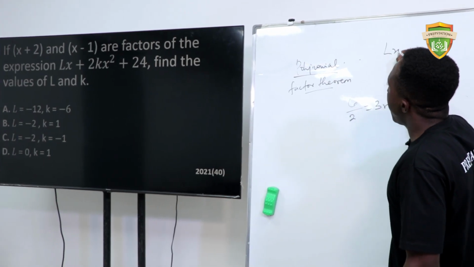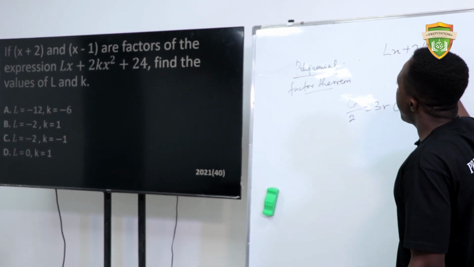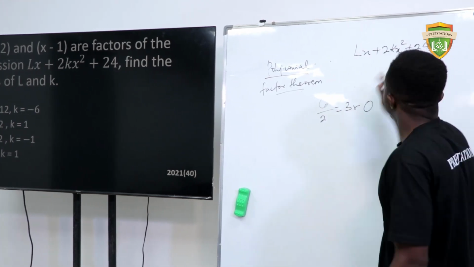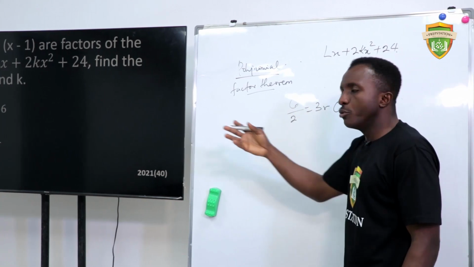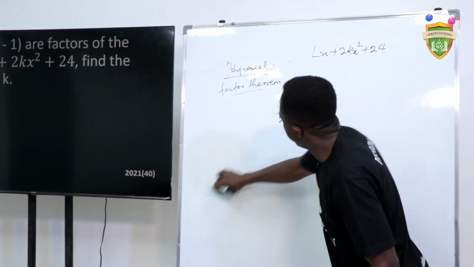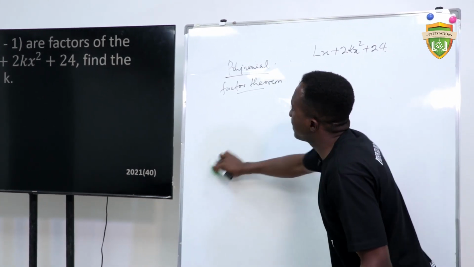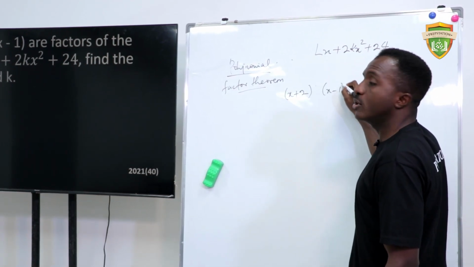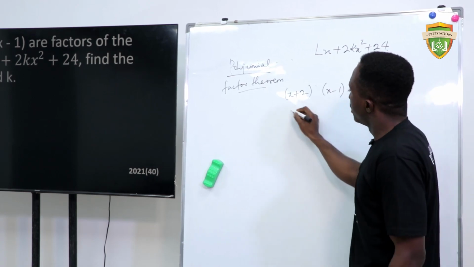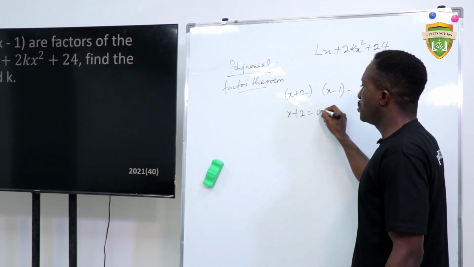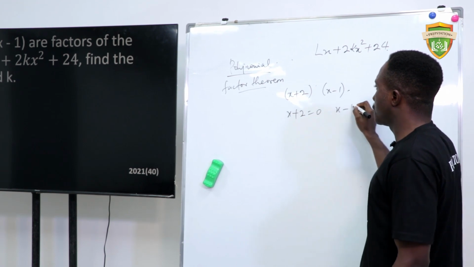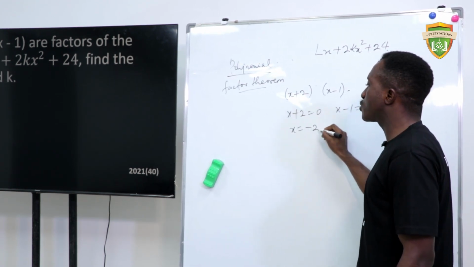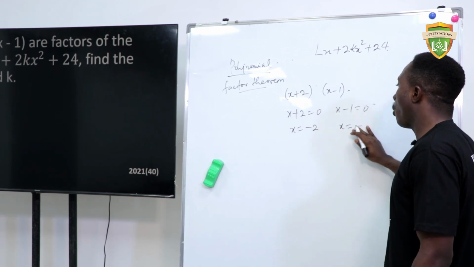What's the expression? Lx plus 2kx squared plus 24. Now let's see how that works. You must have been taught this when you were being taught polynomials. Remember, what are the factors given? X plus 2 and x minus 1. Now how do we solve this question? Equate each of these to 0. X plus 2 equals 0, x minus 1 equals 0. If we do that, we're going to have x is minus 2 here and x is 1 here.